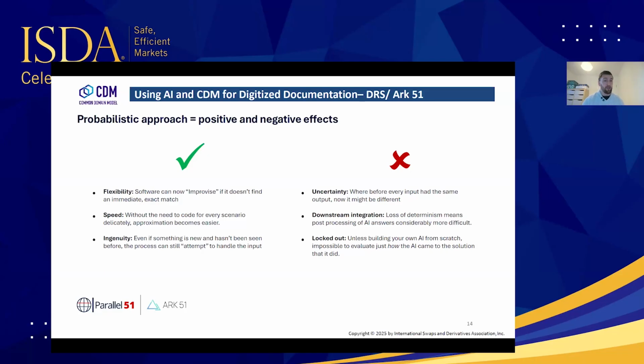The uncertainty is a big drawback. The fact that we've now broken this deterministic effect means we can't say for certain the output will always be what we expect it to be, and we can't give it the same input and get the same output for testing, which means it's a lot harder for downstream integration. It's a lot harder to deal with something like a CDM model when you are dealing with an AI-generated piece of information, because intrinsically it might have got something slightly wrong based on its own probability matrices.